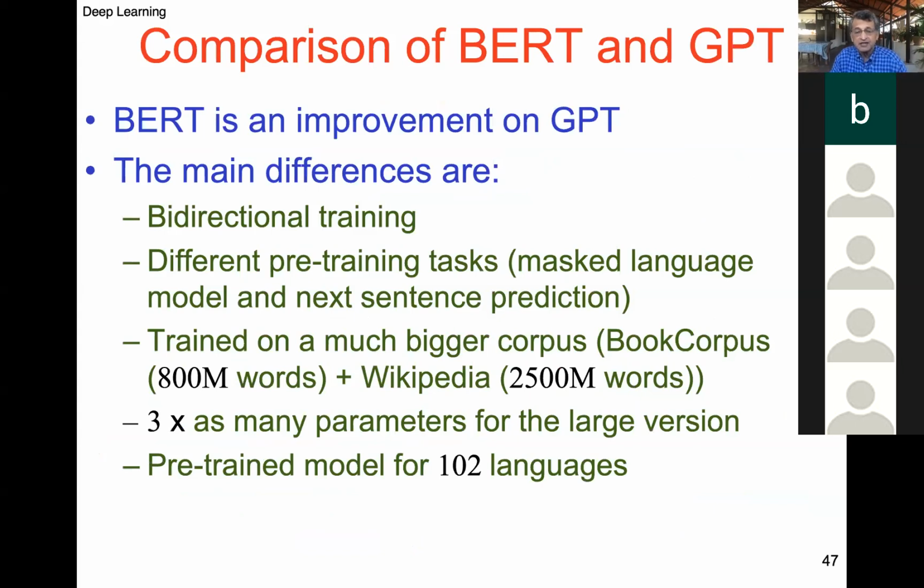What is the training? They trained on 800 million words, Wikipedia of 2,500 million words. I guess the entire Wikipedia was digested. And again, a book corpus of 800 million words and so on. And they pre-trained the model for 102 languages. So they've covered everything. Basically, there's a powerful model called BERT that exists. So for any NLP work you want to do, all of this is readily available.